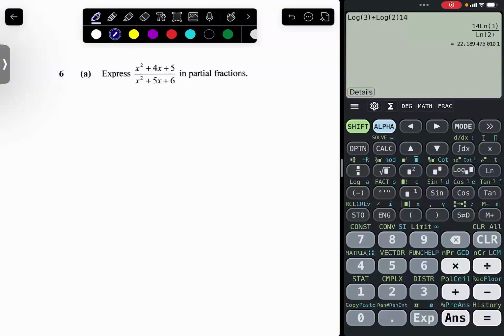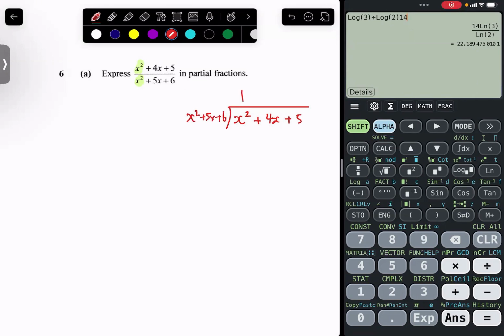Question 6a. Express x squared plus 4x plus 5 over x squared plus 5x plus 6 in partial fractions. You can notice that since they have the same degree, this makes it an improper fraction. So what I'm going to do when we encounter an improper fraction is to do a long division. So x squared plus 4x plus 5 is divided by x squared plus 5x plus 6.